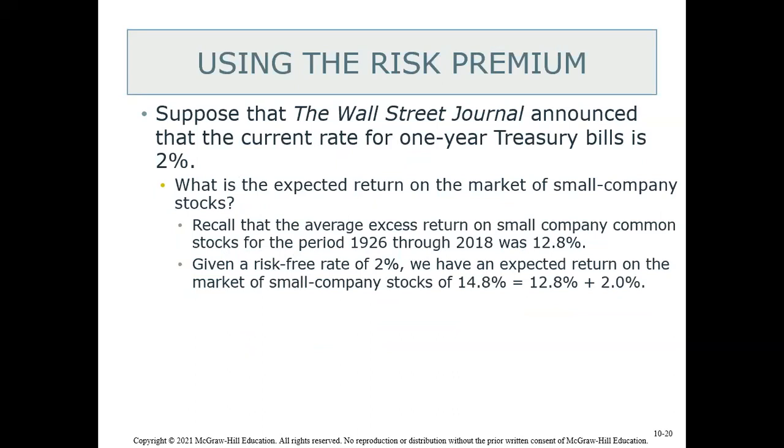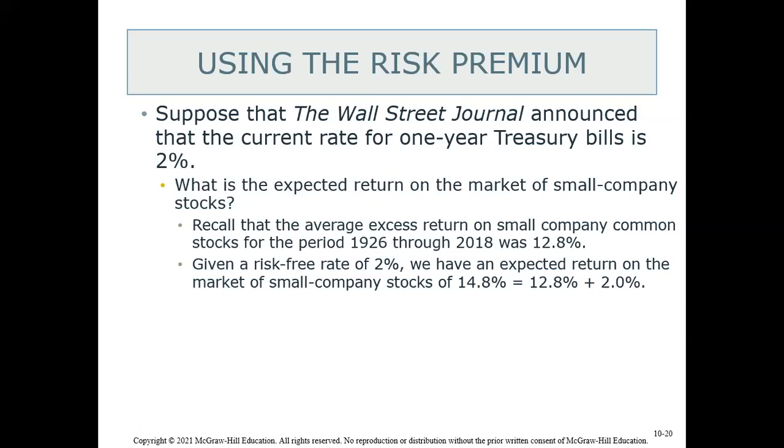Suppose that the Wall Street Journal announced that the current rate for a one-year Treasury bill is 2%. Well, that's your risk-free rate, right? What is the expected return on the market of small company stocks? So, given a risk-free rate of 2% and an average historical return on small company stocks of 12.8, that's the risk premium. Now, if you're looking, well, small company stock is 16.2. That's the overall.